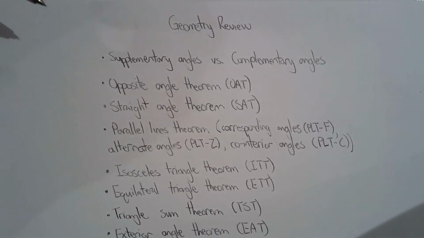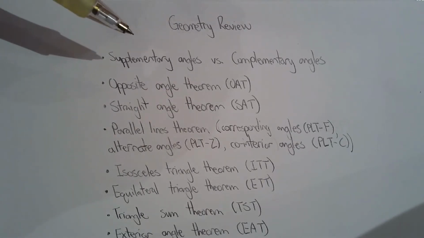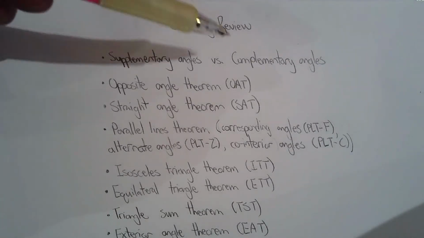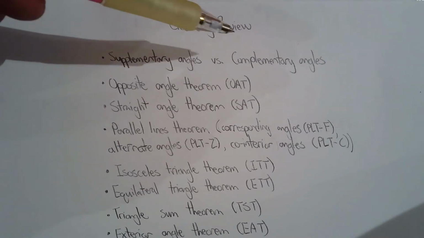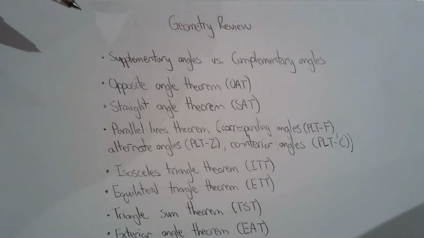In this video, we're going over all the key ideas in our geometry unit. So one of the first things we talked about is the difference between supplementary angles and complementary angles. Complementary angles sum up to 90 degrees, and supplementary angles sum up to 180 degrees.